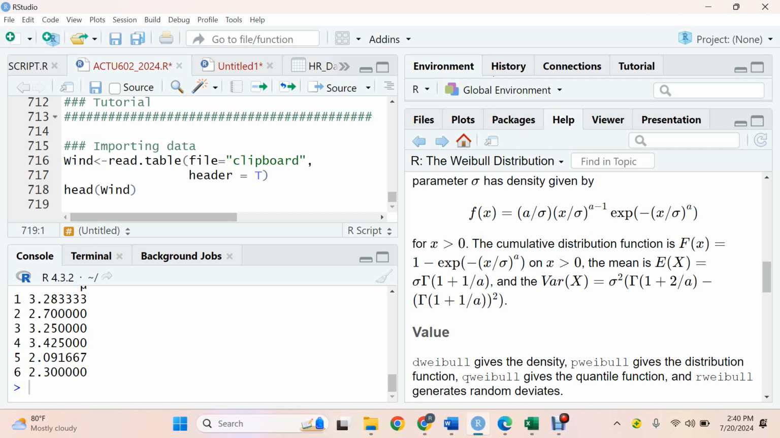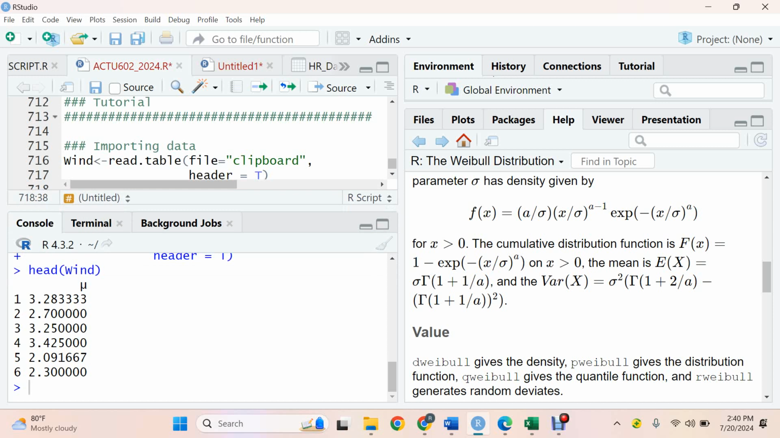Okay, so this is to import the data. This is to display the first few observations, actually 6 rows. And then you can use tail as well, which will be the last 6 rows as well. Okay. So when we do it like this, okay.